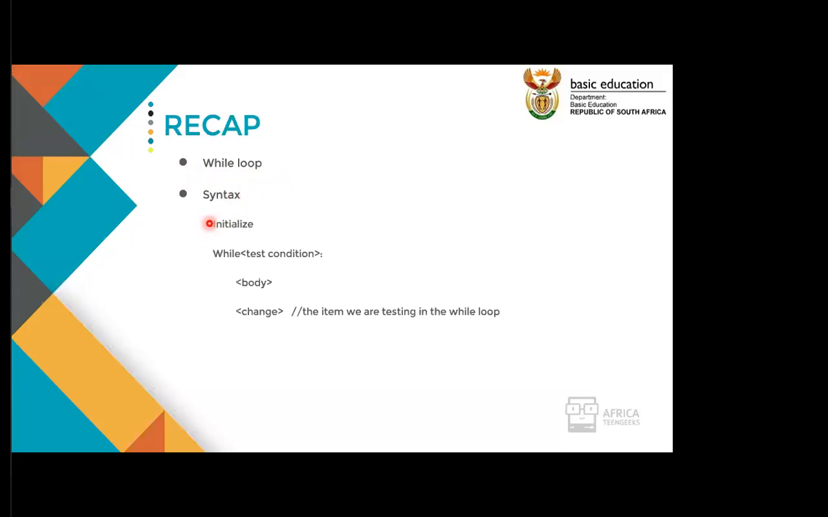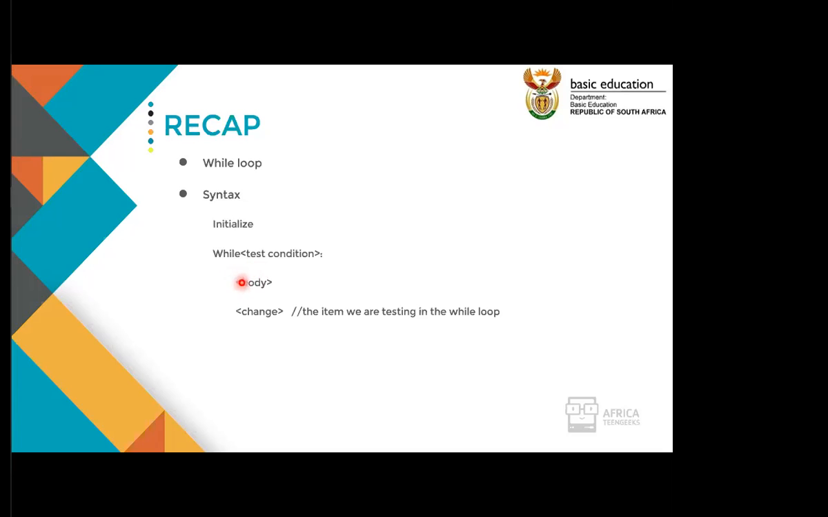And the syntax for the while loop was initialize. That means the variable that we are testing in the while loop, so we have to make sure that it's created before it. So we test the variable that we created. And if that condition is true, then we work with the body of the loop. The body means what we are actually repeating over and over.